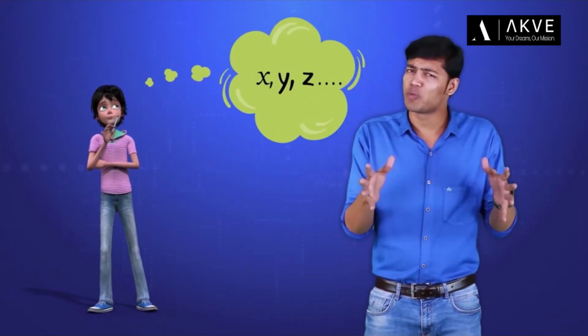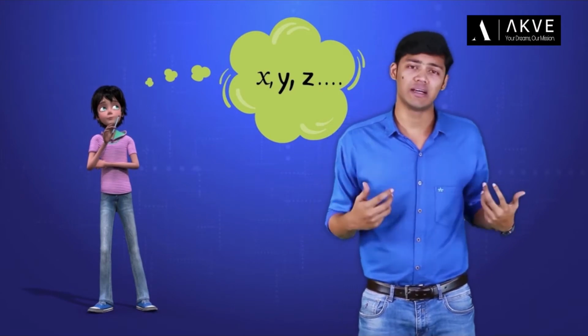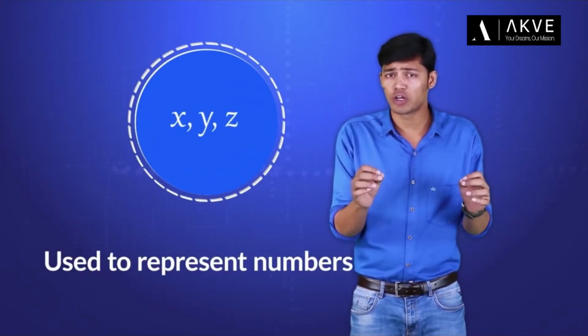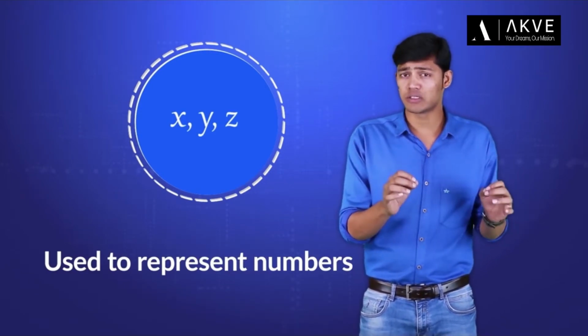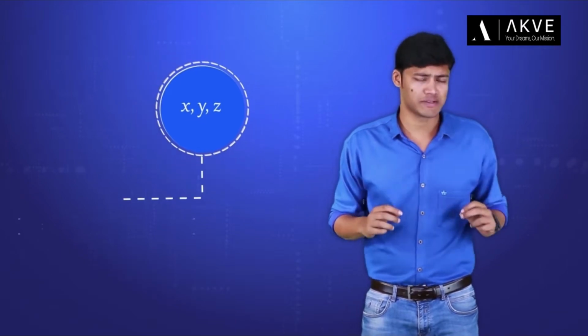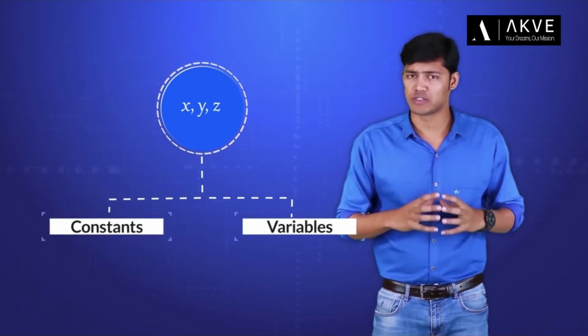Friends, as a kid, I used to wonder why mathematics requires the use of alphabets like X, Y, Z. I thought it was only about numbers. Later, I understood that these alphabets are used to represent numbers itself. We can represent numbers using alphabets in two ways: constants and variables.